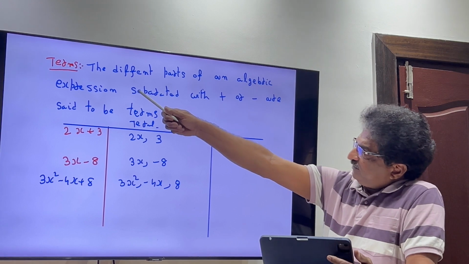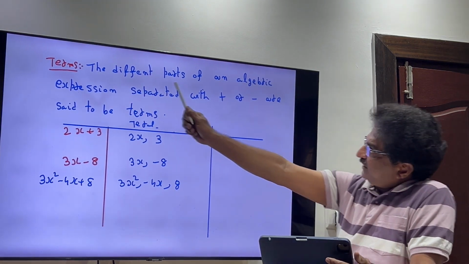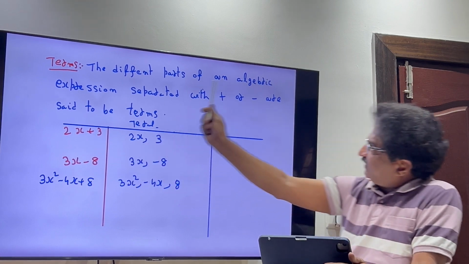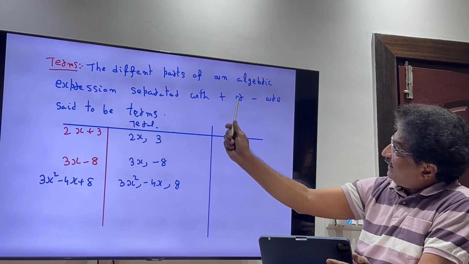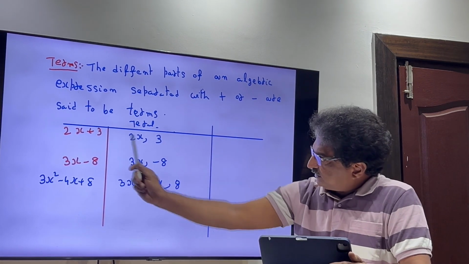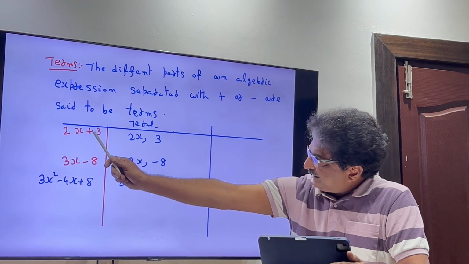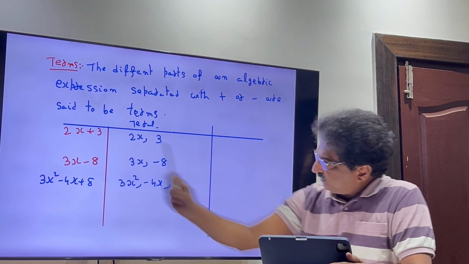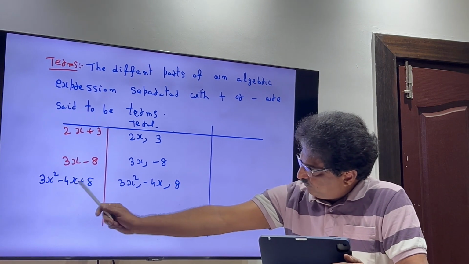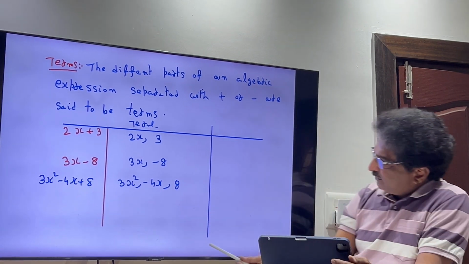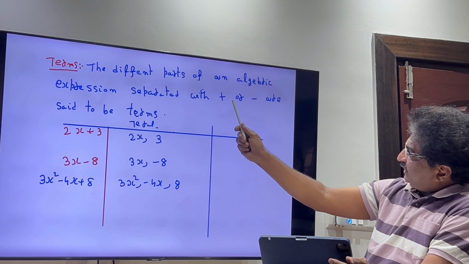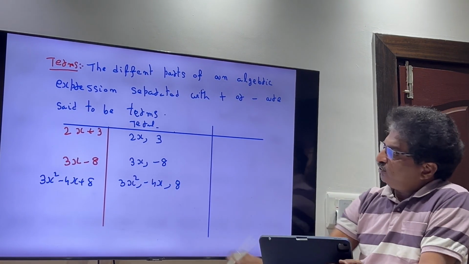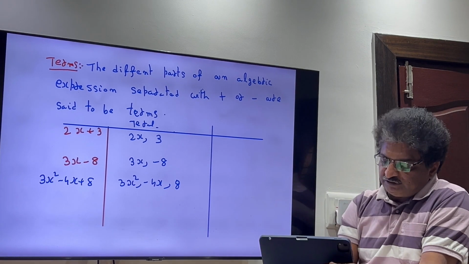So what is the definition of a term? The different parts of an algebraic expression separated by a plus or minus. For example, here 2x and 3 are separated with plus. Here 3x and 8 are separated with minus. And 3x square, 4x and 8 are separated with two different operations, one with minus and another with plus. So there are three terms in this algebraic expression.